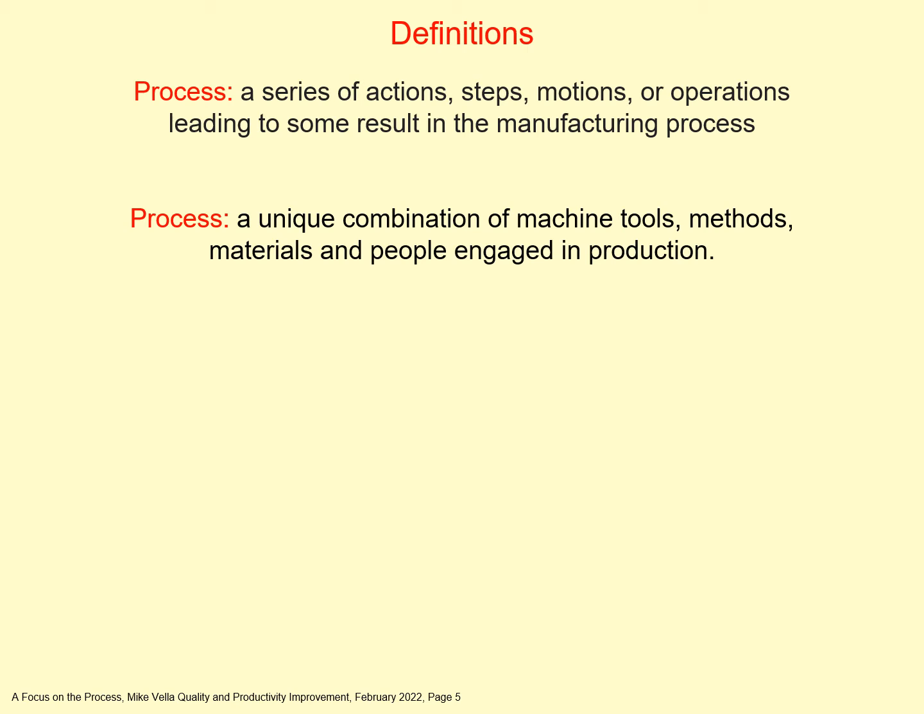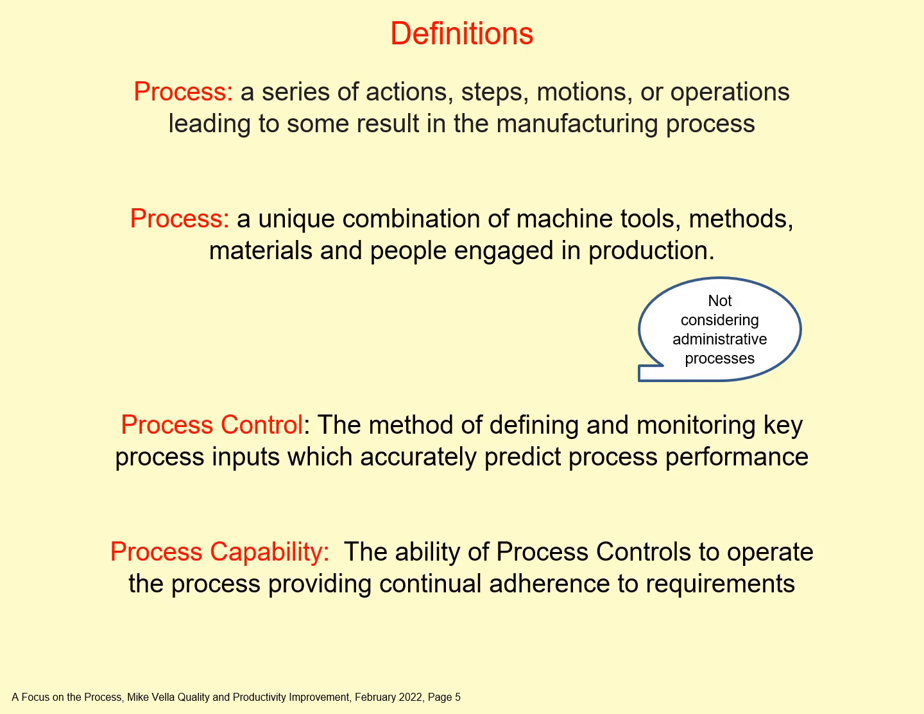Since this presentation is about focus on the process, how about some definitions? Process. It's a series of actions, steps, motions, or operations leading to some result in the manufacturing process. It's also a unique combination of machine tools, methods, materials, and people engaged in production. At this point in time, we're not talking about administrative processes, we're talking about manufacturing processes.